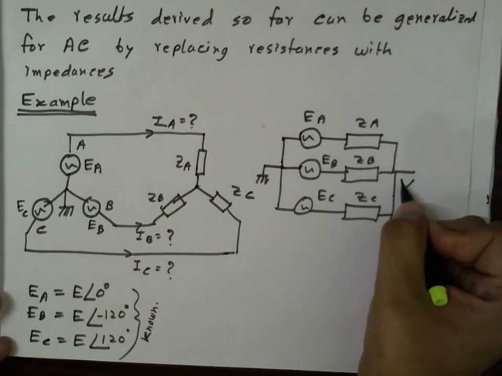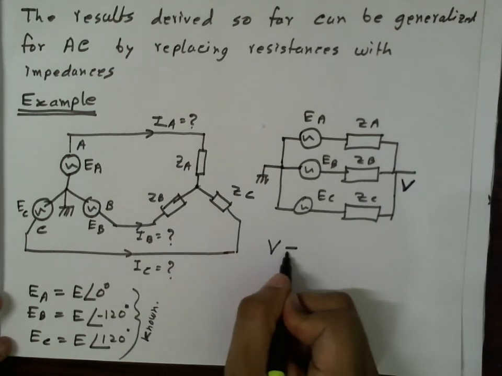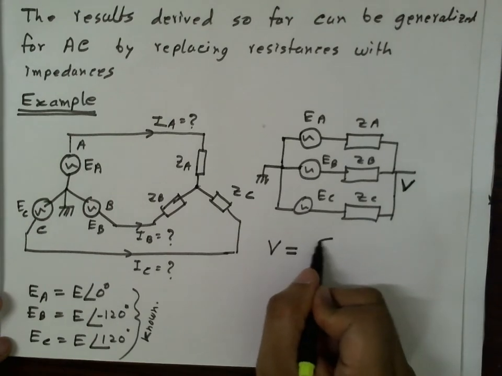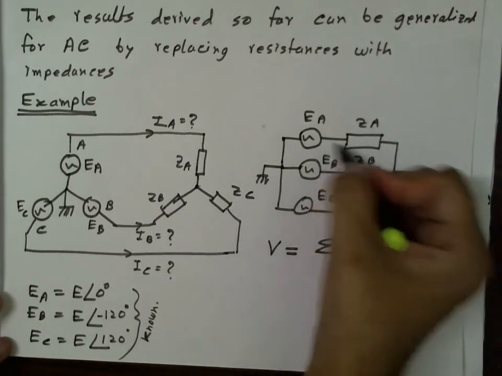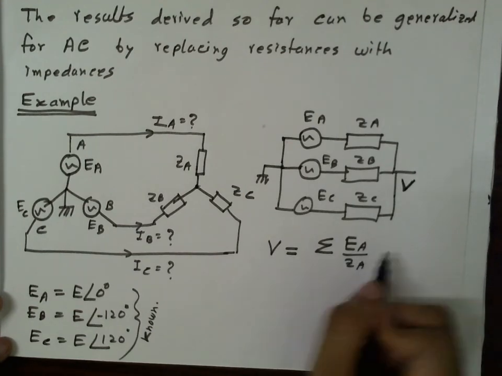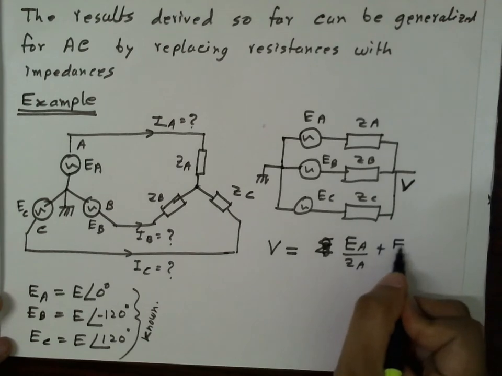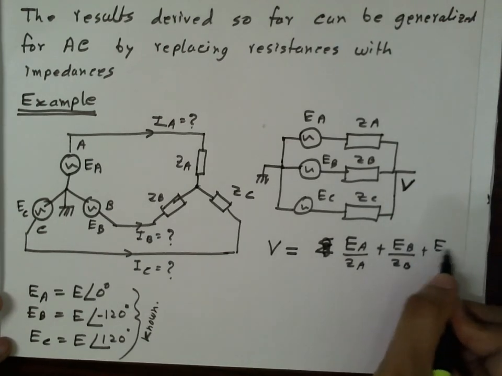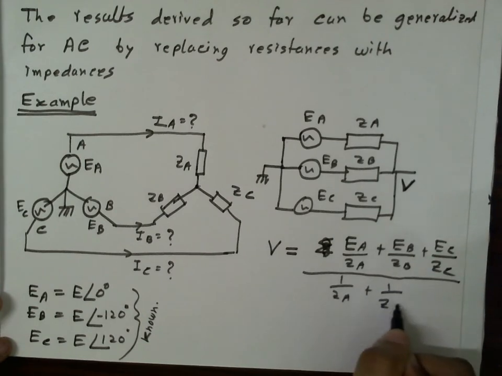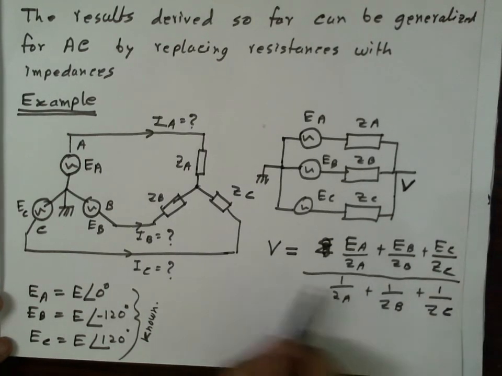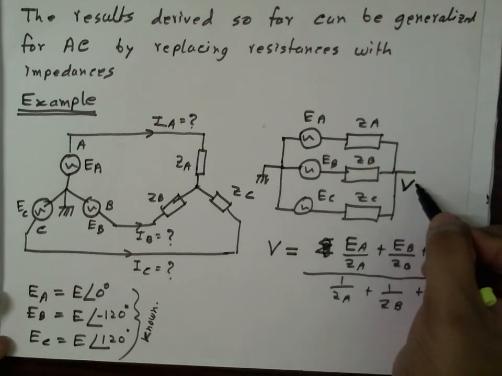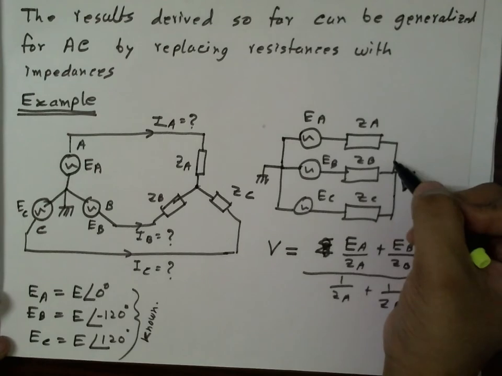If I call this voltage as V, then Millman's theorem tells me V is nothing but a kind of average of these things: EA by ZA plus EB by ZB plus EC by ZC, whole divided by 1 by ZA plus 1 by ZB plus 1 by ZC. So V can be computed directly. Now once I know V, then I can compute these currents quite easily.